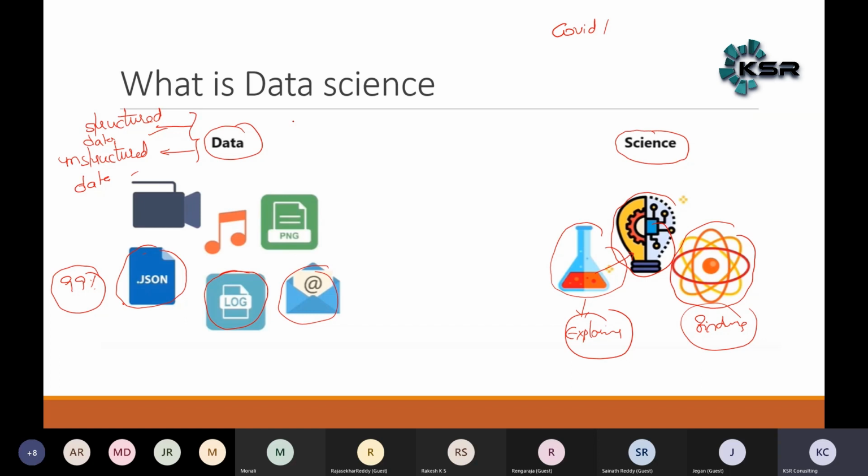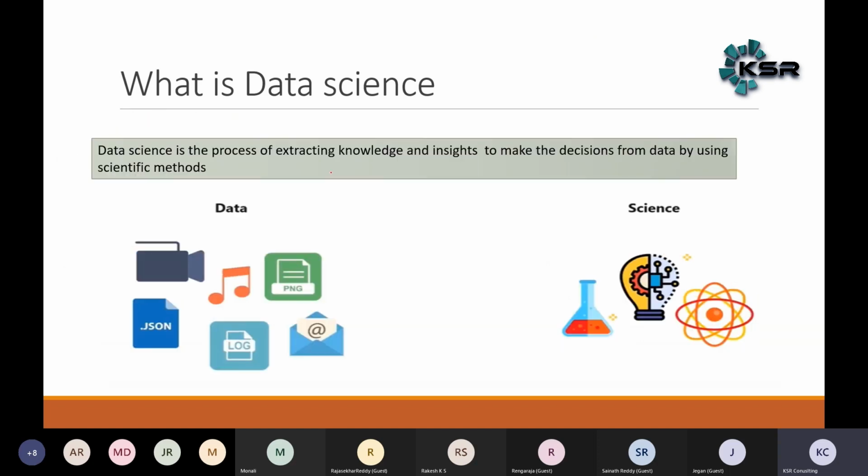Okay, let's combine these two terms. Now we understand the data individually, and we understand the science individually. Let's combine these two terms: data science. It is a process of extracting knowledge and insights to make decisions. Insight is nothing but a report.